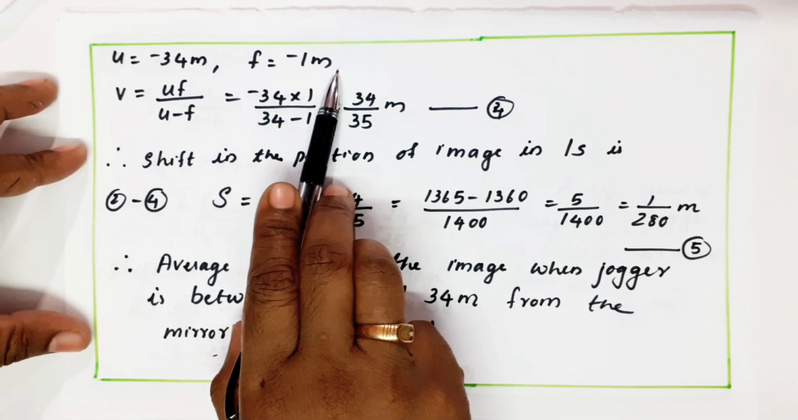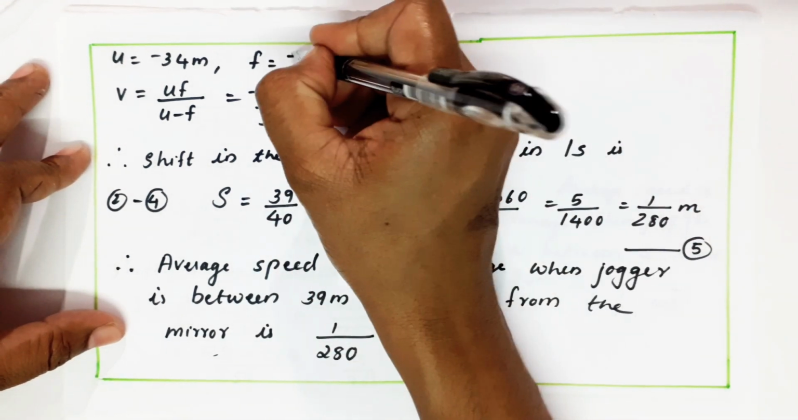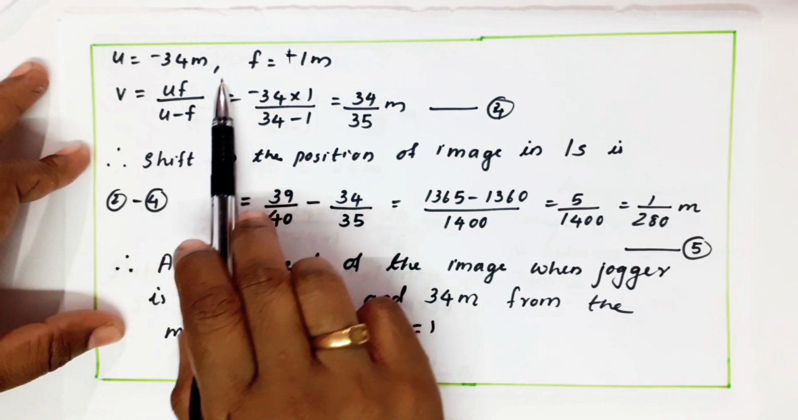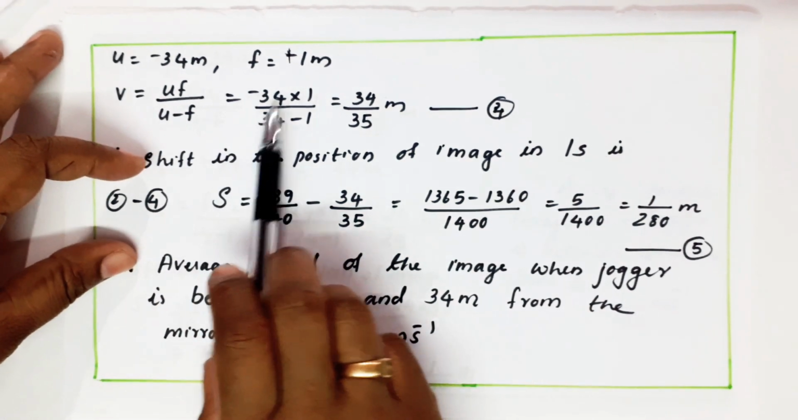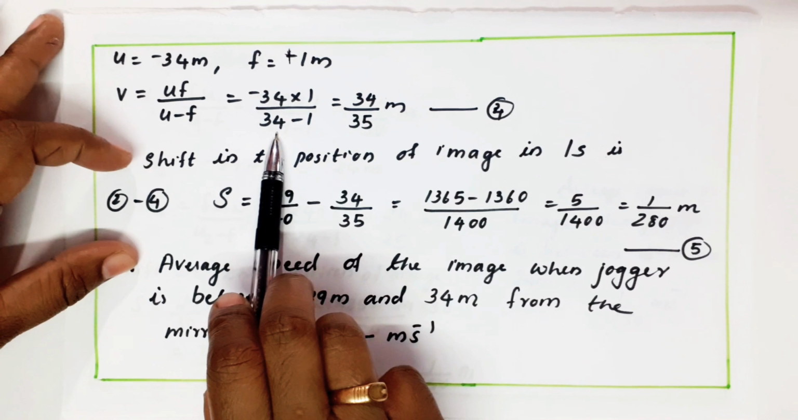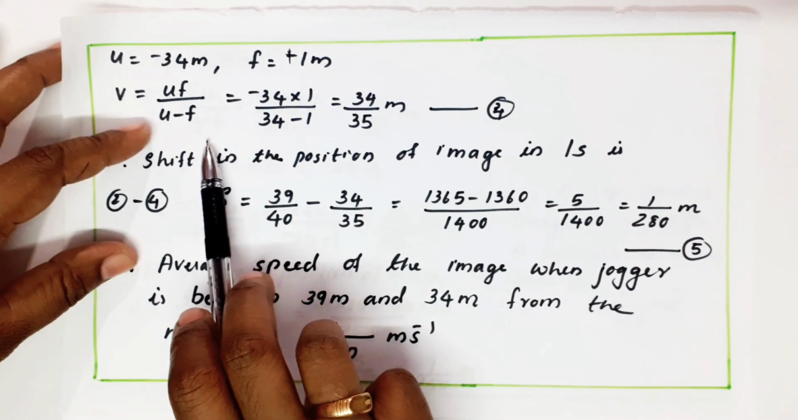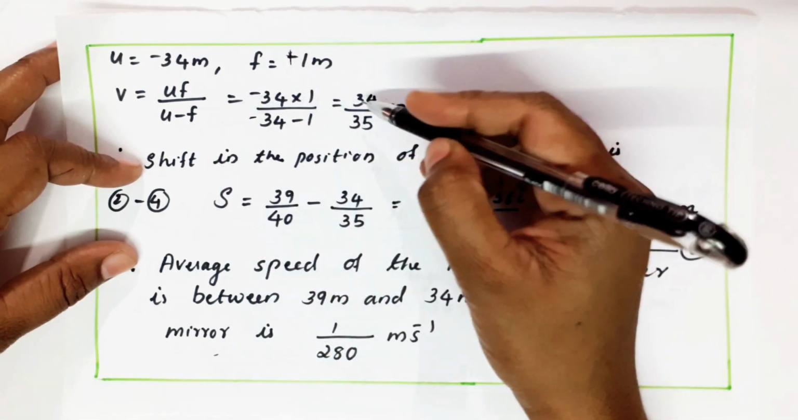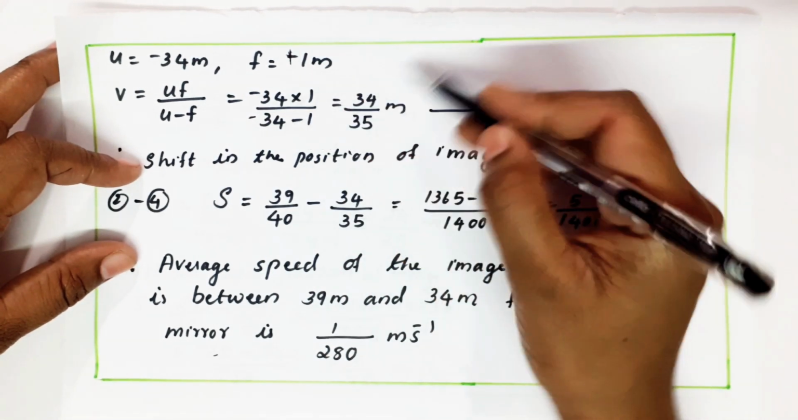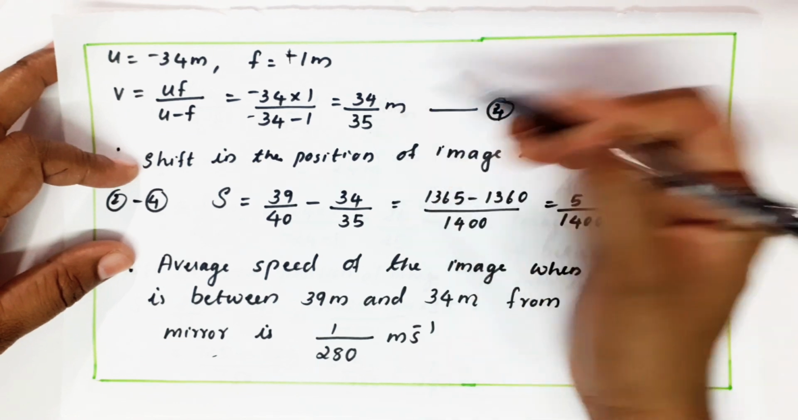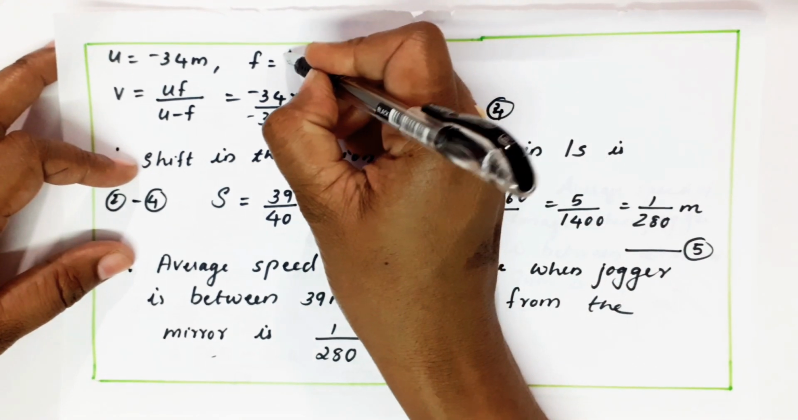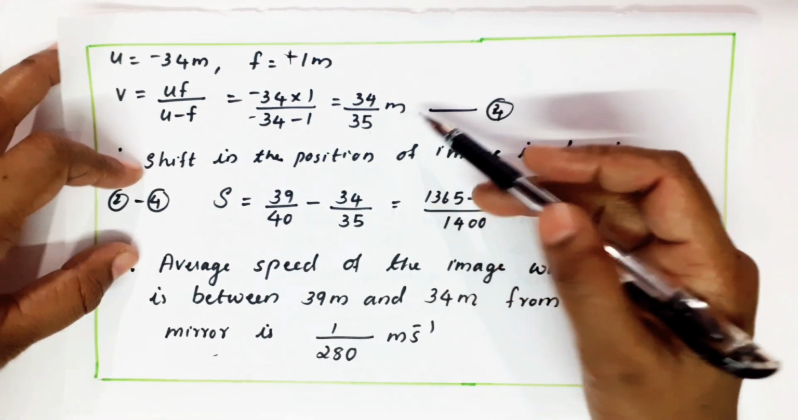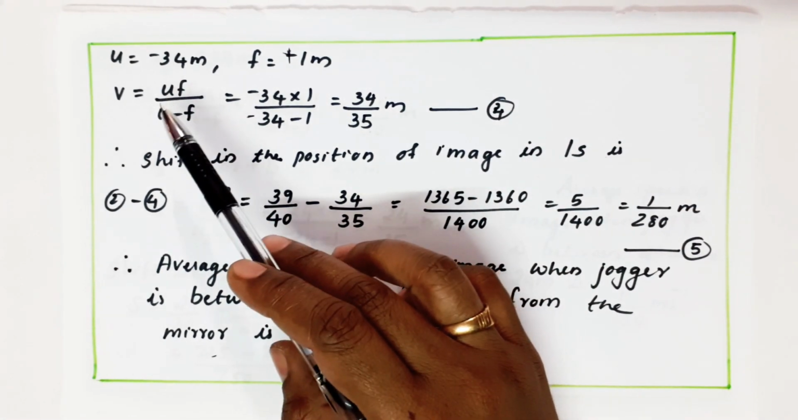F is equal to plus 1 meter because it is a convex mirror. V equals UF by U minus F. Minus 34 into 1 divided by minus 34 minus 1. So it will come as 34 by 35, the minus signs get cancelled. This focal length is positive. So I got an image at a distance of 34 by 35 meter.